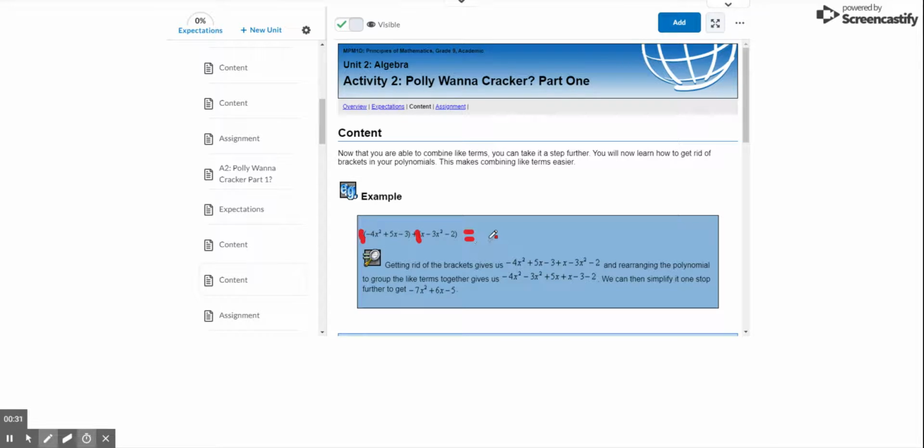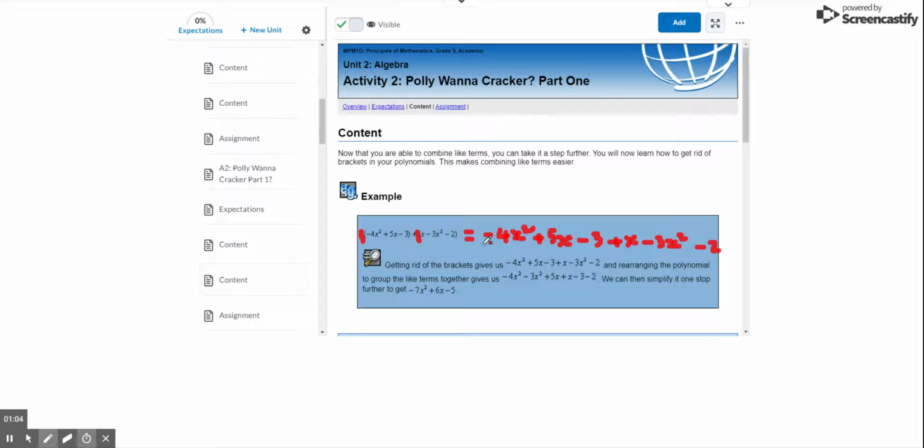So 1 times minus 4x squared is minus 4x squared. 1 times 5 is plus 5x. 1 times minus 3 is just minus 3. 1 times x is just plus x. 1 times minus 3 is minus 3x squared. And 1 times minus 2 is just minus 2.